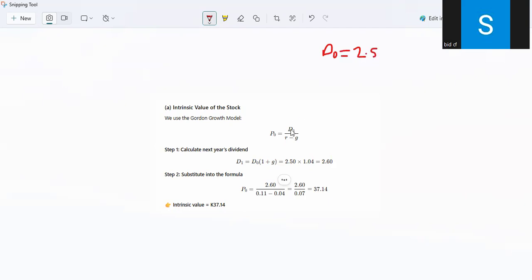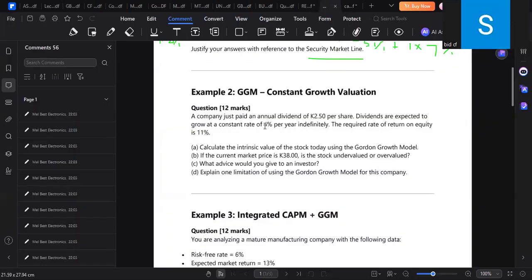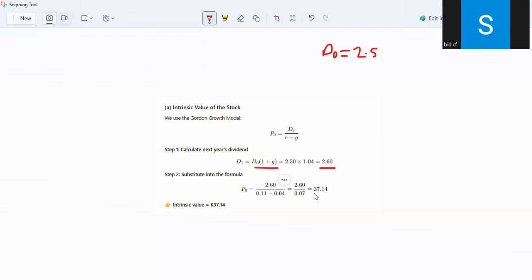So you need to calculate D1. D1 is equal to D0 times (1 plus growth). When you put that in, our D1 will be 2.6. And what else were we given? We're told that our required rate of return is 11% and the constant growth rate is 4%. So you divide the D1 calculated, 2.6, by 11% minus 4%, and you get 37.14. So this is our intrinsic value of the stock.